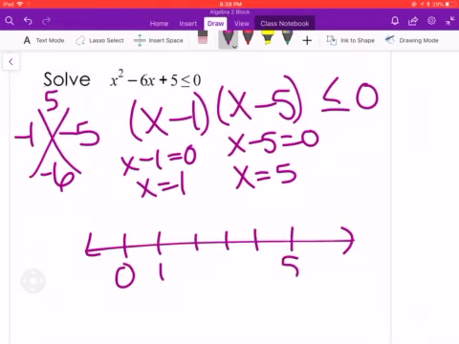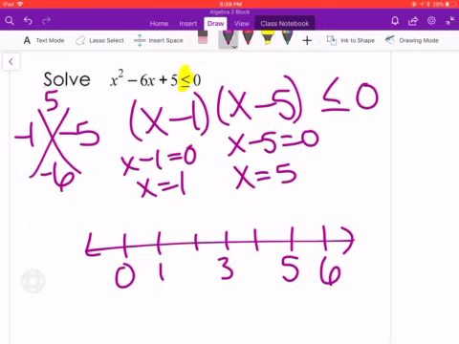Again, we're going to have closed circles because of the less than or equal to sign. So my circles are going to be closed at 1 and 5. And then I need to test a point to decide which way I'm going to draw the line. Is it going to be between 1 and 5, or is it going to be less than 1 and greater than 5?